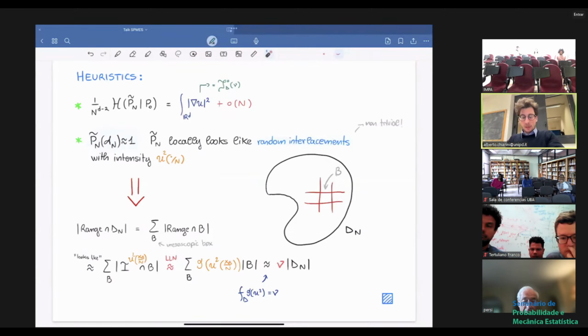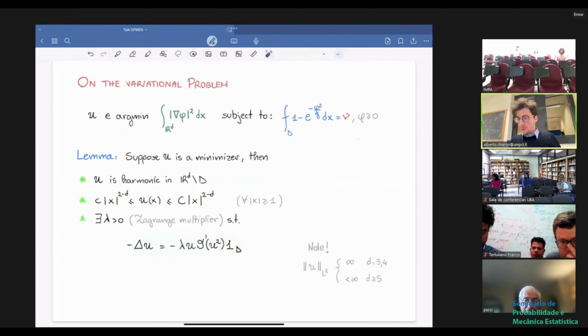Okay. Let me conclude just with a couple of remarks on the variational problem that are interesting and open, and other questions.